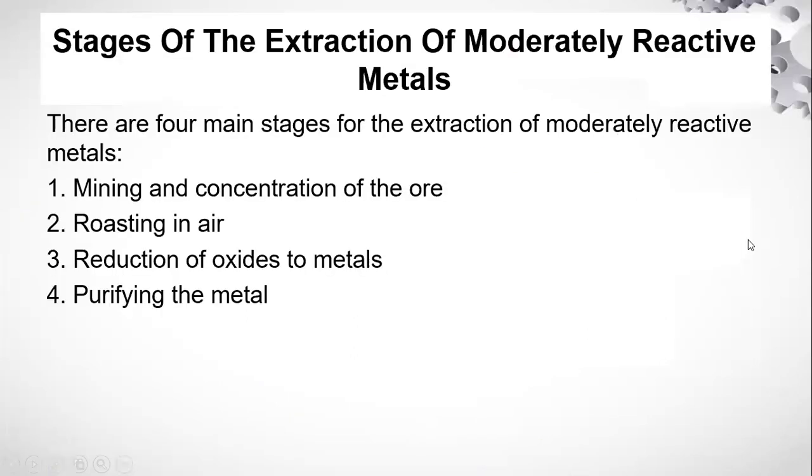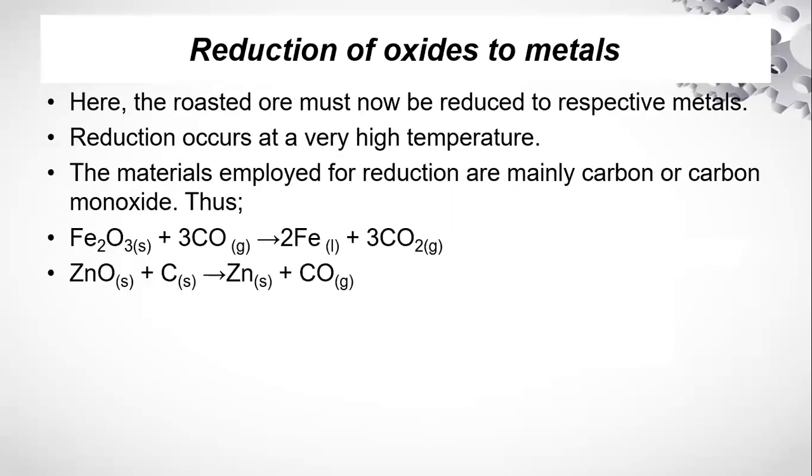So far in our past video, we discussed that there are four main stages for the extraction of the moderately reactive metals. There is mining and the concentration of the ore, roasting in air, reduction of oxides to metals, and then purifying the metal. In the previous video, we discussed two of them, mining and the concentration of the ore and the roasting in the air. So today we'll finish up with the remaining two stages for the extraction of these moderately reactive metals, which are reduction of the oxides to metals and purifying the metal. So let's start with the reduction of oxides to metals.